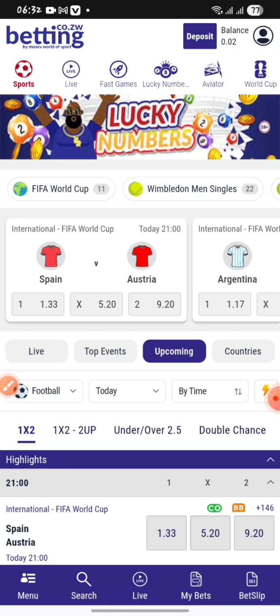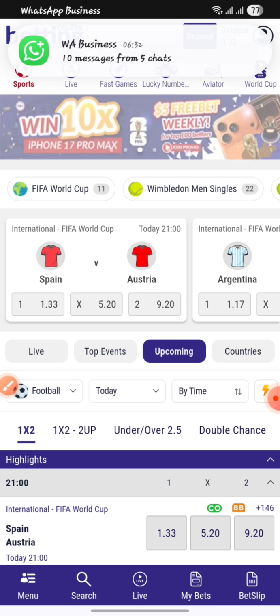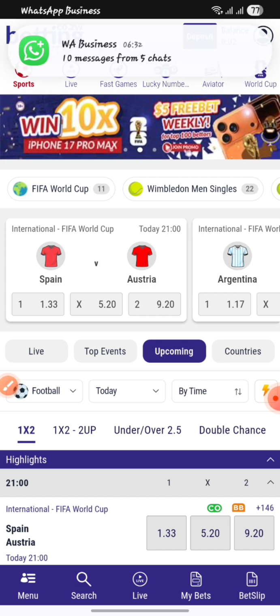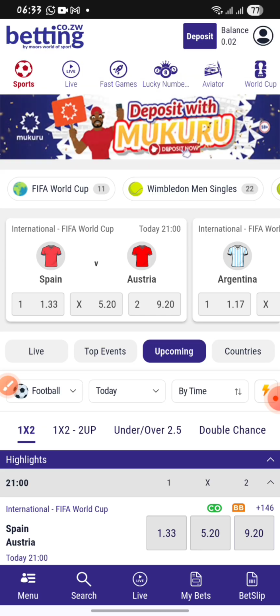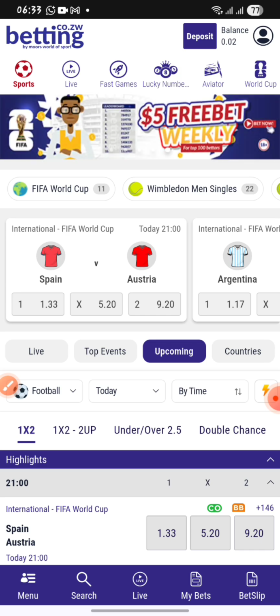And today we are going to be talking about Spain and Austria, sharing the best tips on how to win and how to make money using MWOS online betting. Okay, if you have seen some of my videos, I'm sure you have a background on how to play this team. So today we have Austria and Spain.